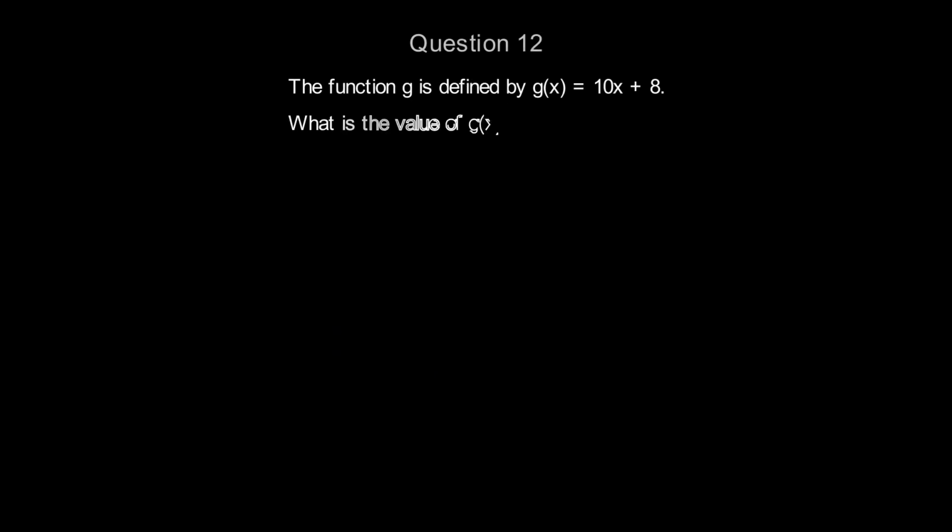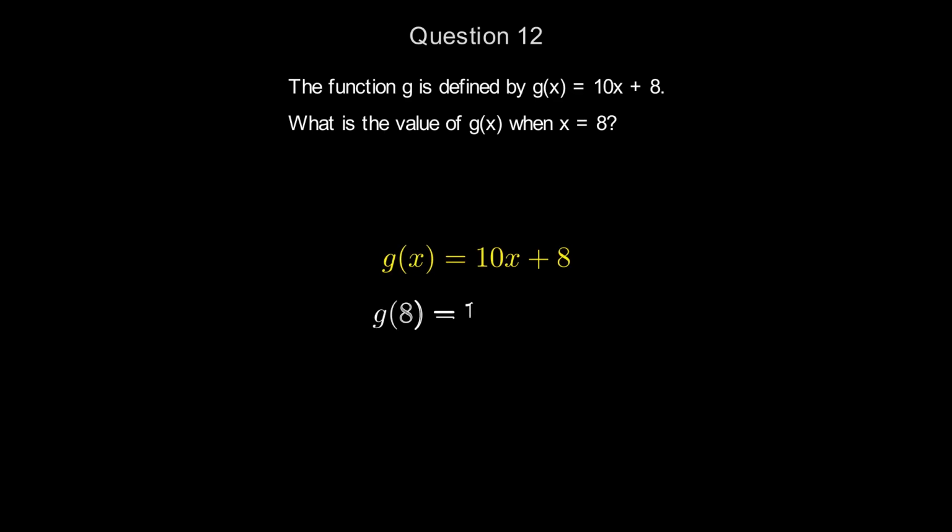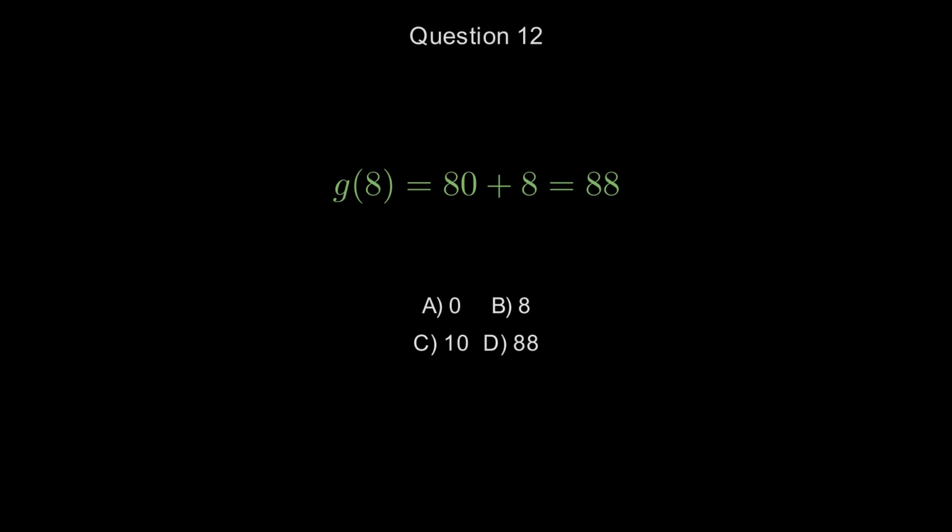Let's look at question 12. We are given the linear function g of x equals 10x plus 8, and we need to evaluate it when x equals 8. To find g of 8, we simply substitute 8 wherever we see x in the equation. This gives us 10 times 8, which is 80, plus 8, giving us a final result of 88. Looking at our choices, this matches option D perfectly.